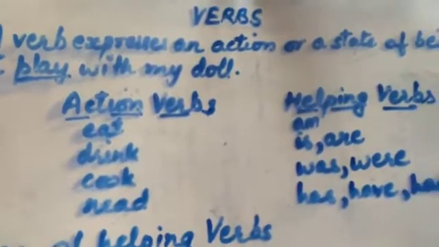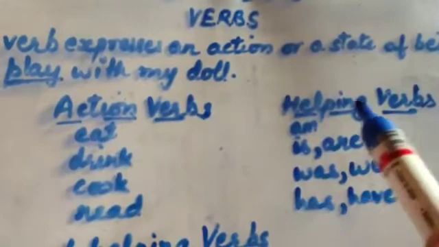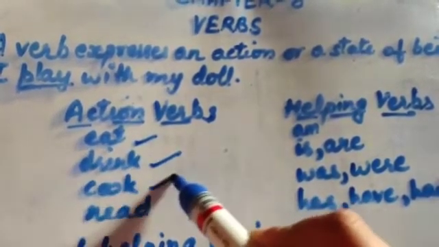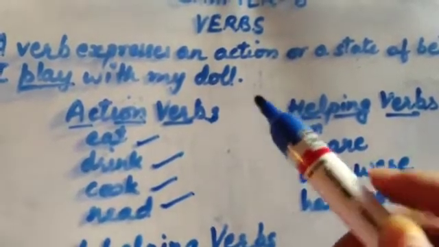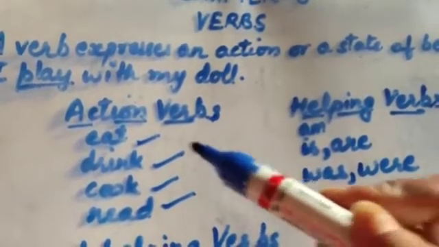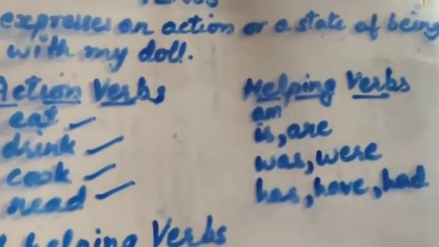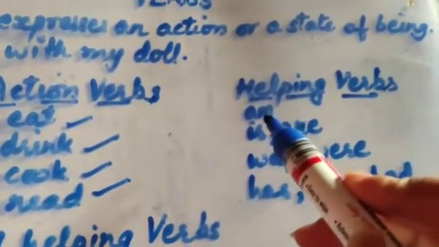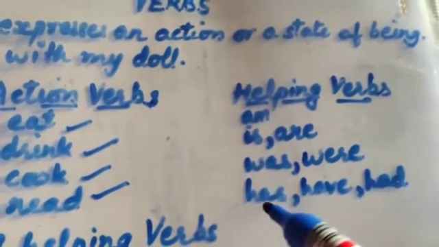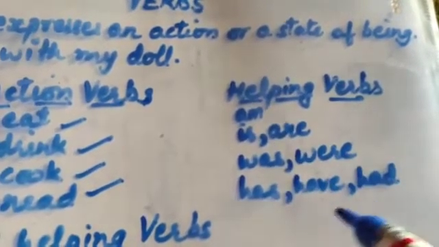Now there are two types of verb. Okay, action verbs and helping verbs. Now action verbs are very easy, like eat, drink, cook, read, sleep, write, and swim. So these are all your walk, cycling, these are all your action verbs in which you do some action. But what are helping verbs? Helping verbs are am, is, are, was, were, has, have and had. So these are all your helping verbs.